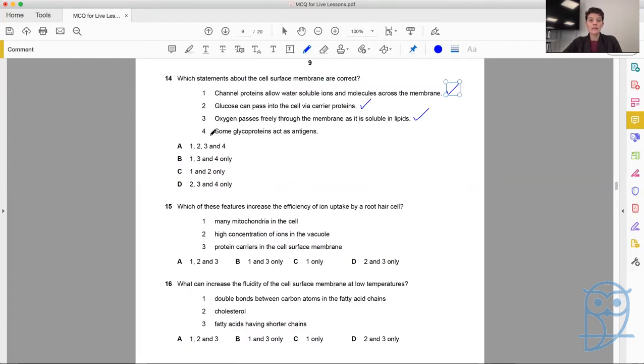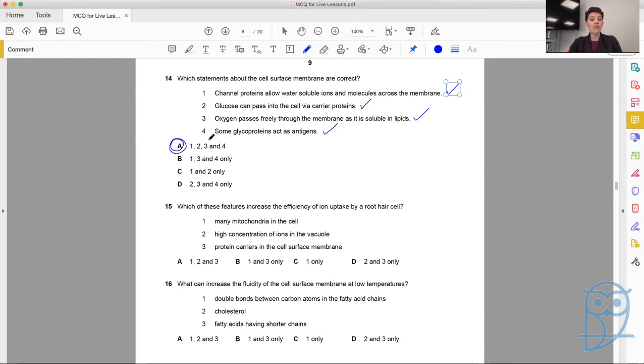Last one, some glycoproteins act as antigens. So carbohydrate chain stuck on a protein. And antigens are our cell markers involved in cell recognition, self and non-self, we've got all the way to immunity already. So this is most definitely true. We've ticked all four of them. So our answer is A.